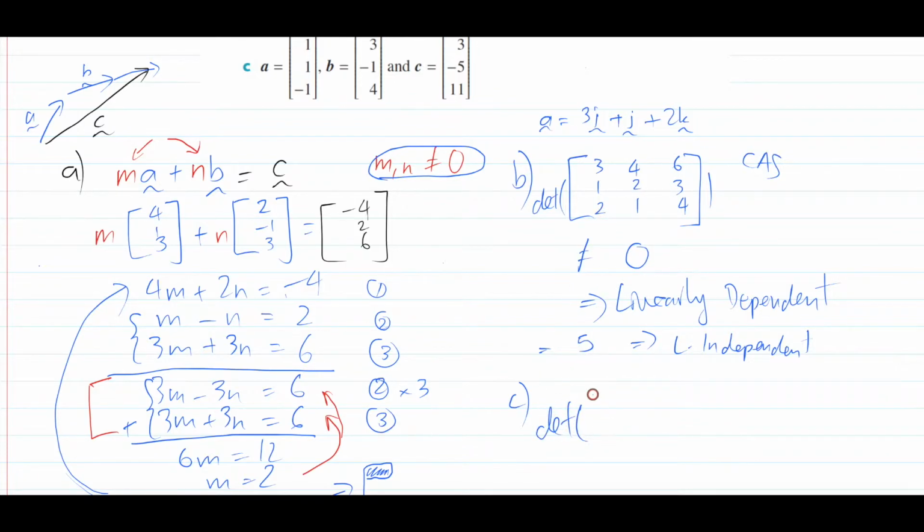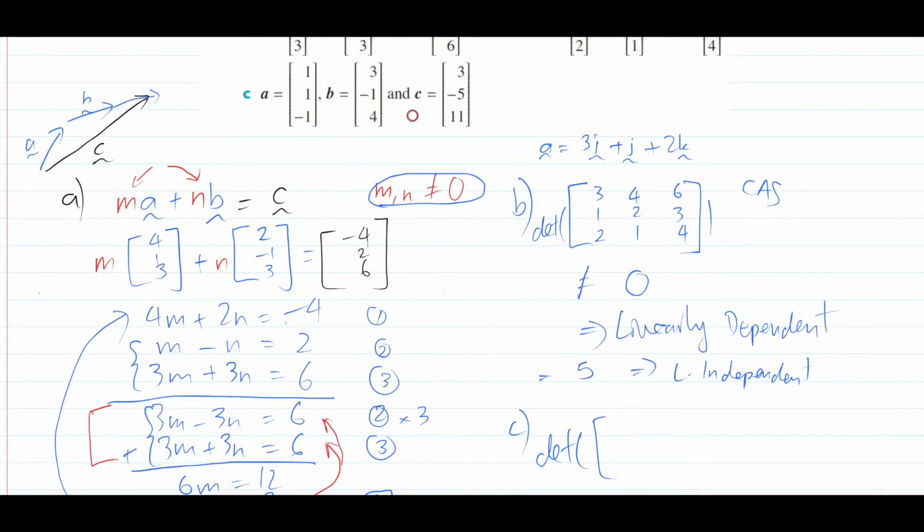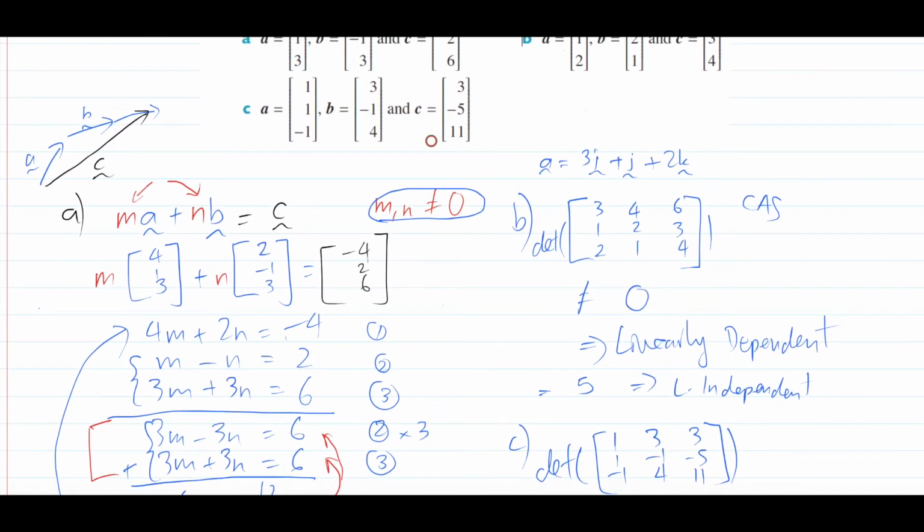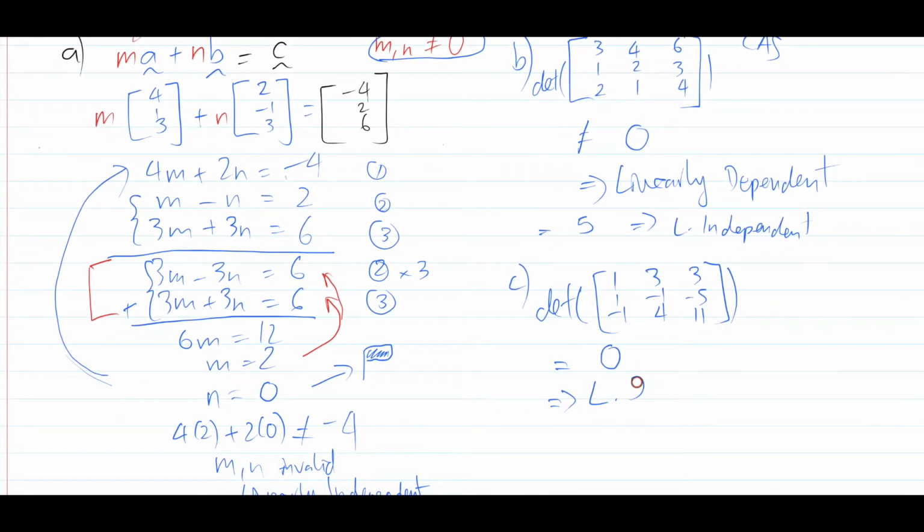So you find the determinant of this set of vectors right here. Make sure it's going down the columns, so 1, 1, negative 1. B is 3, negative 1, 4, and C is 3, negative 5, 11. And then you find the determinant for that. Go check inside your calculator, see the results. And you should get 0, which means that these 3 vectors, A, B, and C, are linearly dependent.